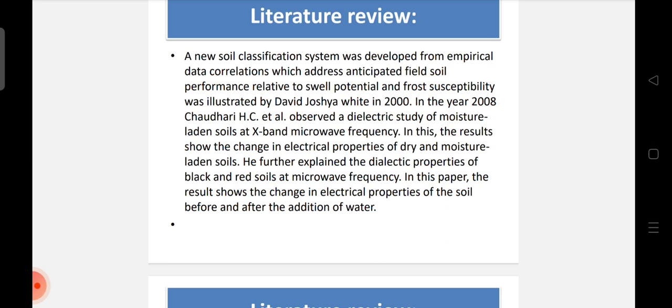In the year 2008, our beloved respected Chaudhary sir observed a dielectric study of moisture laden soil at X-band microwave frequency. In this, the result shows the change in electrical properties of dry and moisture laden soil. He further explained the dielectric property of black and red soil at microwave frequency. In this paper, the result shows the change in electrical property of soil before and after addition of water. So what Chaudhary sir found is that the dielectric constant or dielectric property of soil changes if it contains moisture. The more we add water to the soil, the more the dielectric properties will change to that of water.